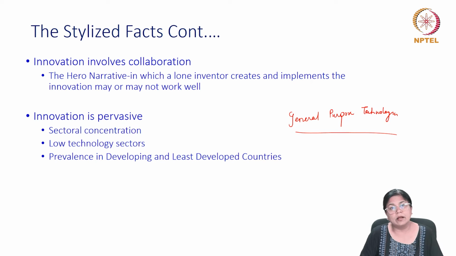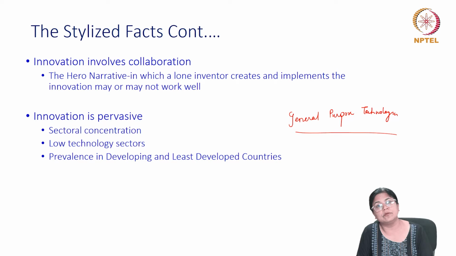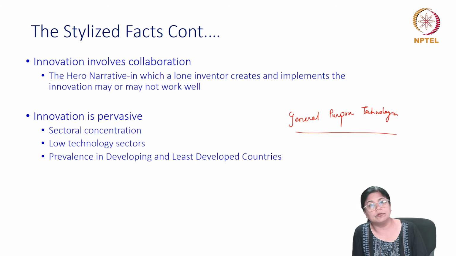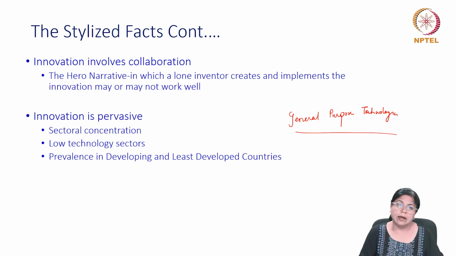For instance, agriculture for a very long time was only about seed varieties or the introduction of a better method of irrigation. However, with the improvements in AI and drone technology, suddenly what can be done in agriculture has also changed. So clearly, the pervasiveness of innovation is there in each sector, not only in each sector.